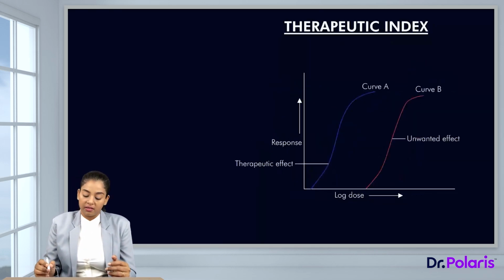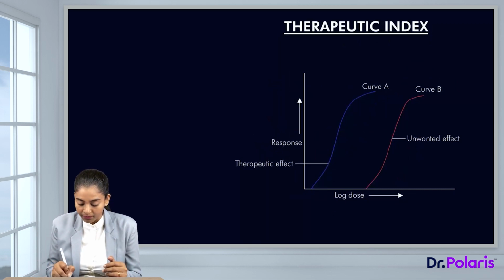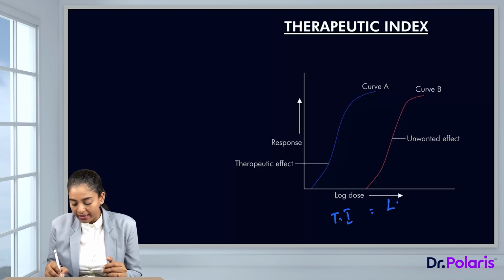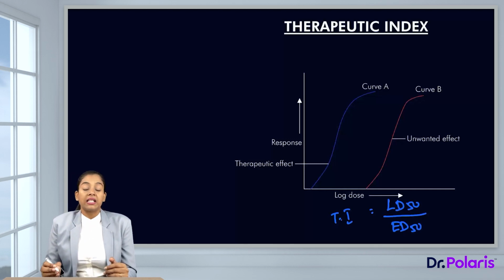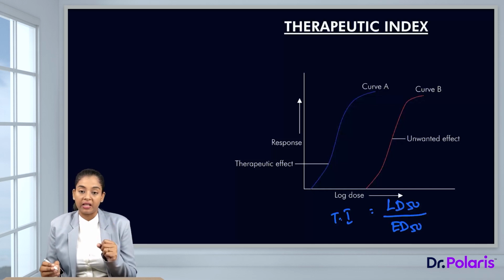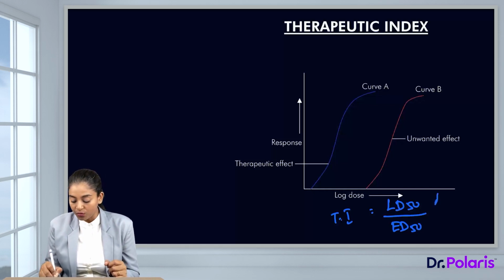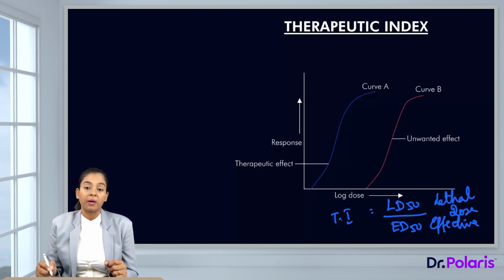Therapeutic index. Therapeutic index means what? There's a formula for it. Therapeutic index is equal to LD50 by ED50. So the therapeutic index of a drug tells us how safe the drug is. LD50 by ED50. LD stands for lethal dose. ED stands for effective dose. This 50 is 50% of the experimental animals.